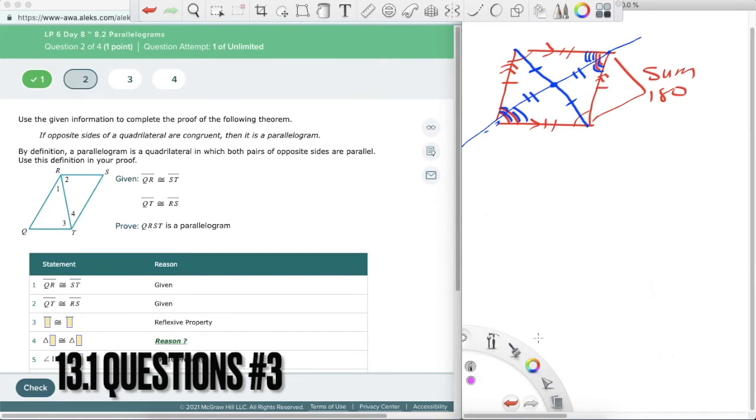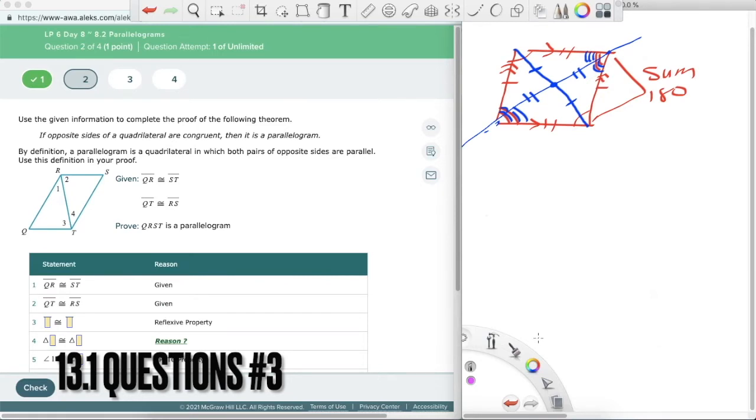So it says use the given information to complete the proof of the following theorem. If opposite sides of a quadrilateral are congruent, then it is a parallelogram. So we're proving that it's a parallelogram. We're not given that it's a parallelogram. We're given that opposite sides of a quadrilateral, four-sided figure, are congruent. So this is the converse of what we're normally given.